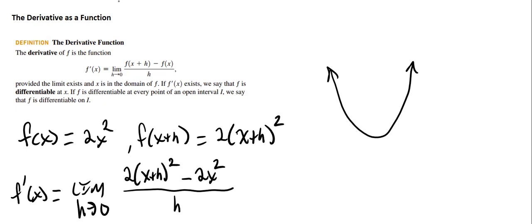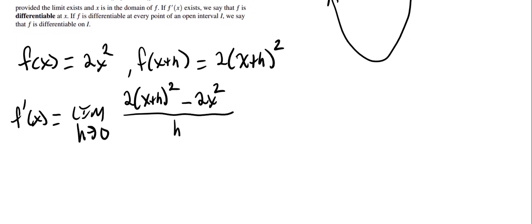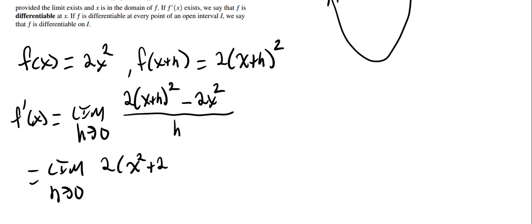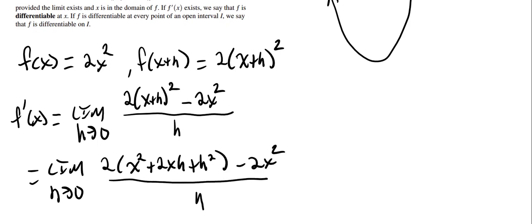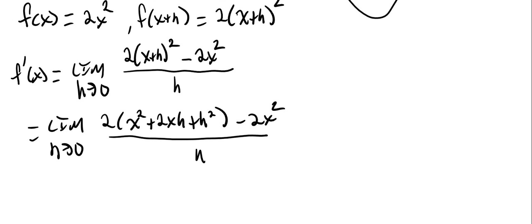Now, before we had h's, and the h would approach 0, but we had a specific number in here where we have the x now, and we would end up with a number, the derivative at that point. Here, we're leaving it in terms of x. So let's figure this out. So this equals the limit as h approaches 0 of, let me expand this here, 2 times x squared plus 2xh plus h squared minus 2x squared over h. That's an h in the denominator there.